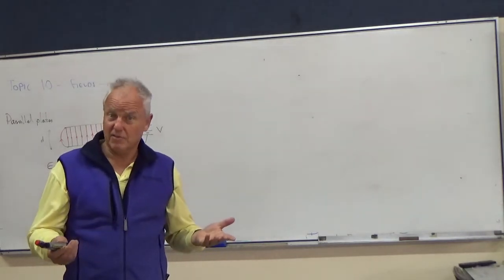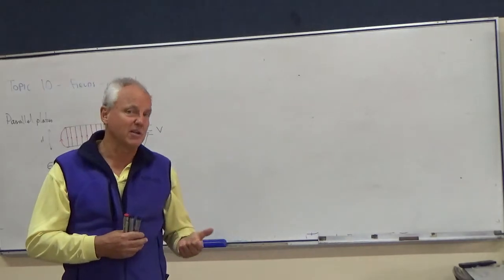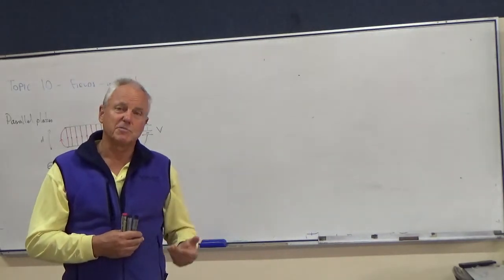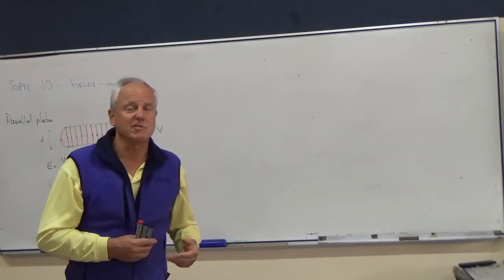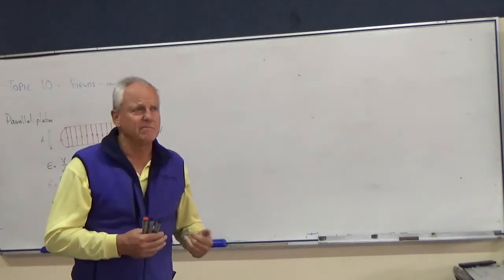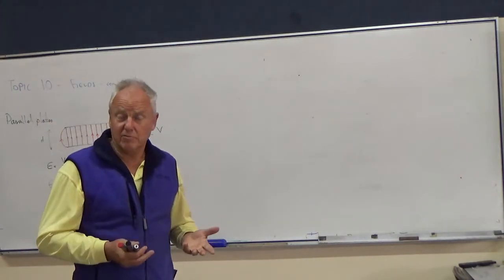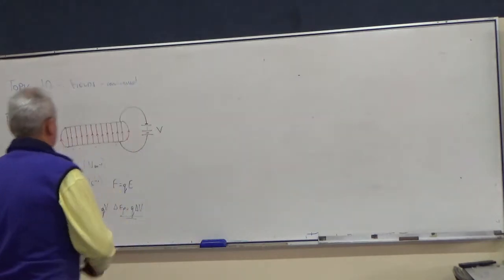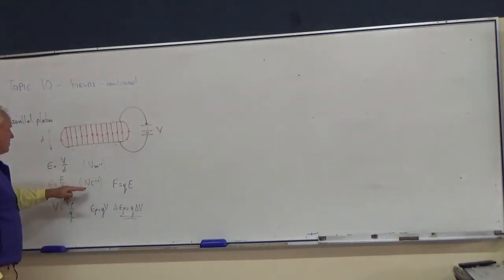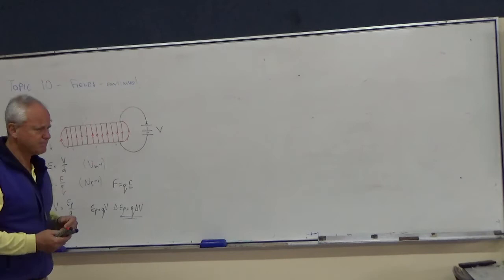Note that there are 2 units for that. Gravitational field in Newton per kilogram or in metres per second squared. The acceleration due to gravity is in metres per second squared. But Newton per kilogram is an equivalent unit to metres per second squared, just like volt per metre is an equivalent unit to Newton per coulomb.